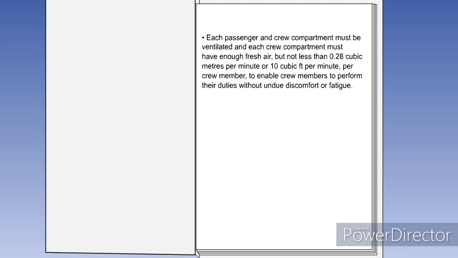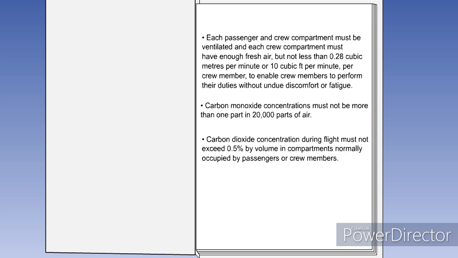each passenger and crew compartment must be ventilated, and each crew compartment must have enough fresh air, but not less than 0.28 cubic meters per minute, or 10 cubic feet per minute per crew member, to enable crew members to perform their duties without undue discomfort or fatigue. Carbon monoxide concentrations must not be more than 1 part in 20,000 parts of air. Carbon dioxide concentration during flight must not exceed 0.5% by volume in compartments normally occupied by passengers or crew members.